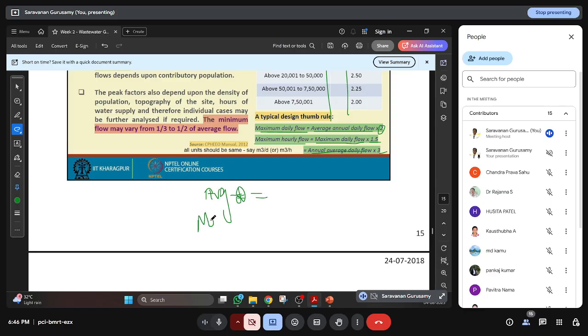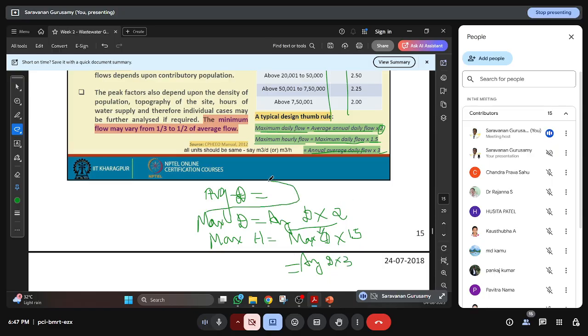I want the maximum daily. Maximum daily is average daily into 2. So if I want maximum hourly, maximum daily into 1.5. Or you can take the same substitution here, and I can use average daily into 3, because 2 into 1.5 is 3.